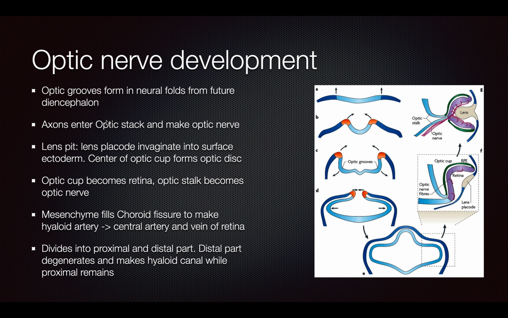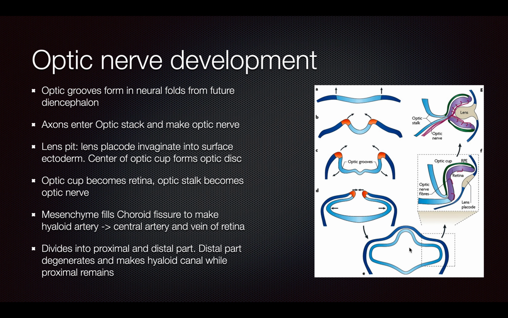The optic groove will come in and form in the neural folds from the future diencephalon. The axons will enter the optic stalk and make the optic nerve, and then the lens pit will form when the lens placode invaginates into the surface ectoderm, and then the center of the optic cup will form the optic disc. The optic cup will form the retina, and the optic stalk will become the optic nerve.